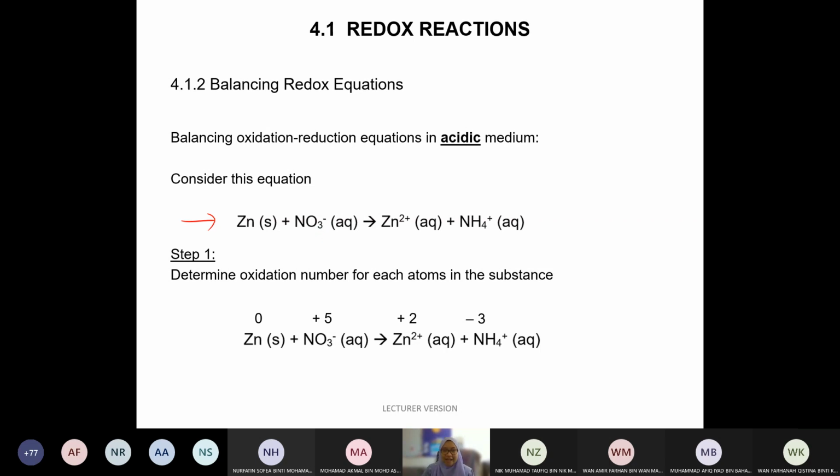Kan? So dia mempercepatkan proses bila dia ada dua option je. Either kiri atau kanan. Kalau dia bukan kiri, dia kanan lah. Okay? Macam Le Chatelier's principle kita kan last time. Okay, so zinc initially it is 0, after dia jadi positive 2. So this is obviously oxidation, increase in oxidation number.